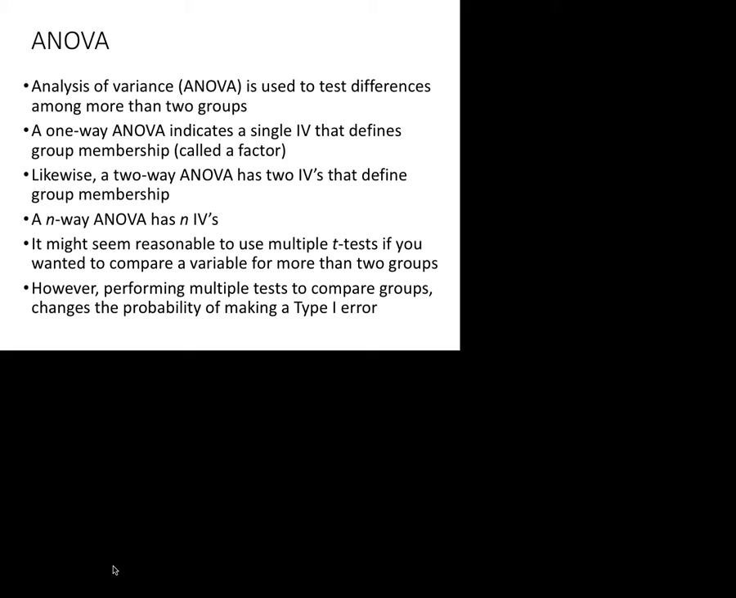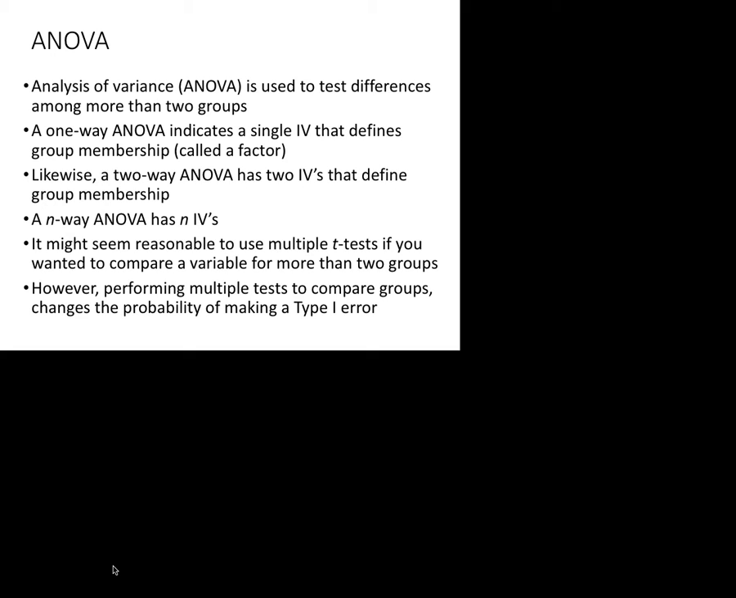And so with ANOVA, we have generally more than two groups. There would be some exceptions to that, especially when we start talking about two-way ANOVA. With a one-way ANOVA, we have a single independent variable. So one-way means one independent variable, two-way means two independent variables, three-way means three independent variables.